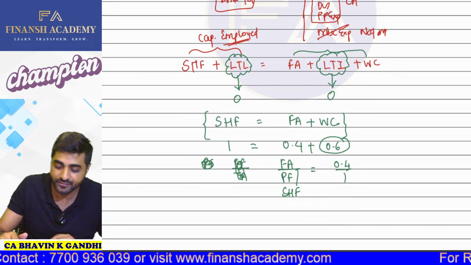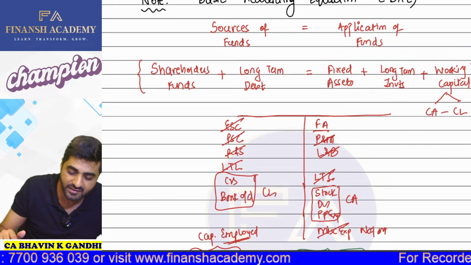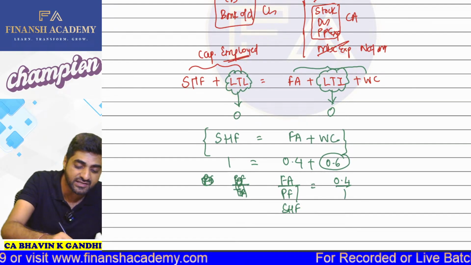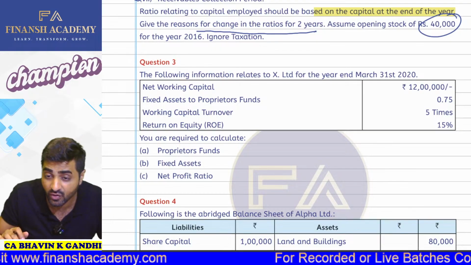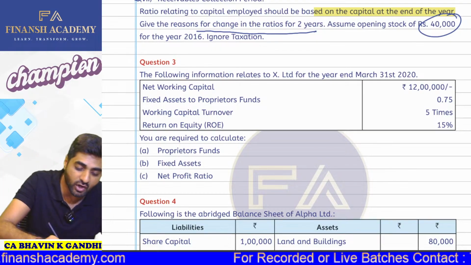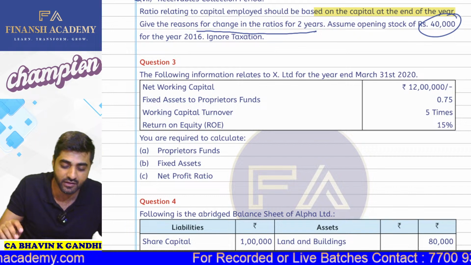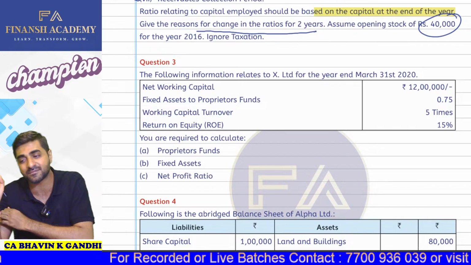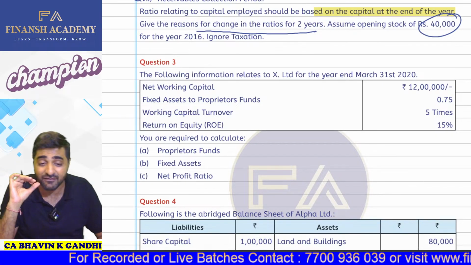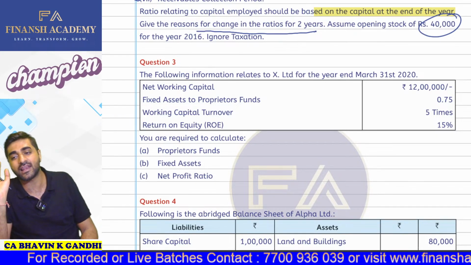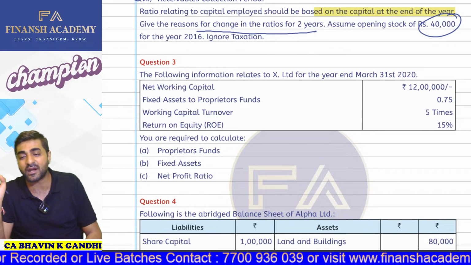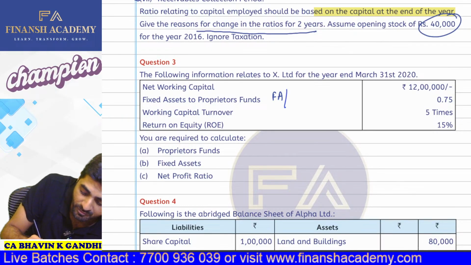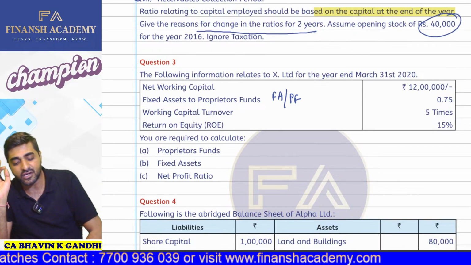Now, how will this help you? This basic accounting equation is going to help you in the next question. So please come to question number 3. Now see what is given. The following information relates to X Limited for the year ended 31st March 2020. We have the net working capital amount, which is 12 lakhs. We have fixed assets to proprietors' funds, that is 0.75.